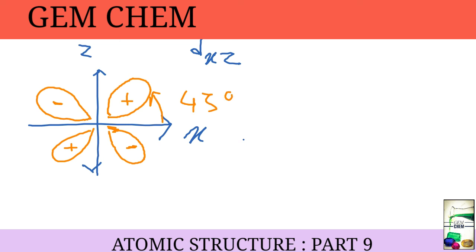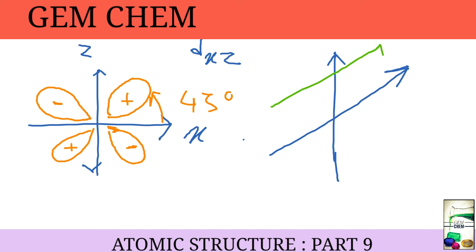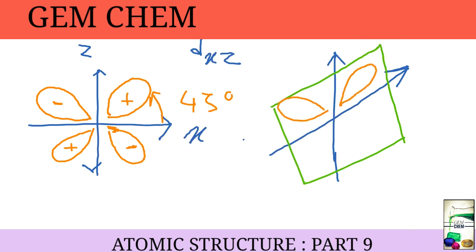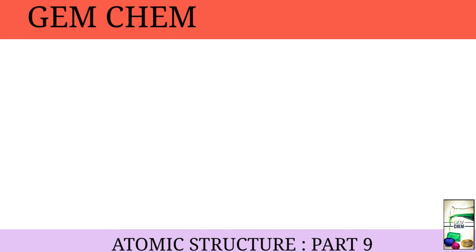Now for dyz. For dyz, same construction of axes, but the y will be like this and the z will be like this and our plane will be like this. This will be our plane of construction which will come towards us for the y plane, and the ultimate drawing will be the same as before, that is this one, with different phases plus and minus, and this will be dyz.